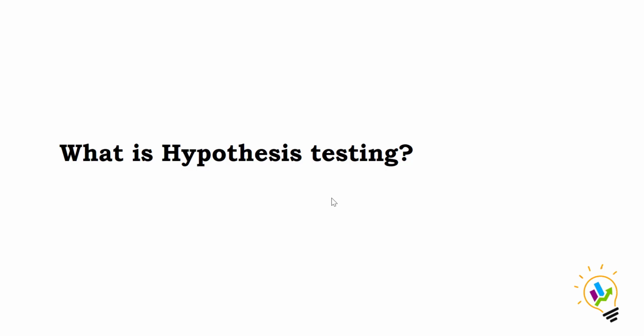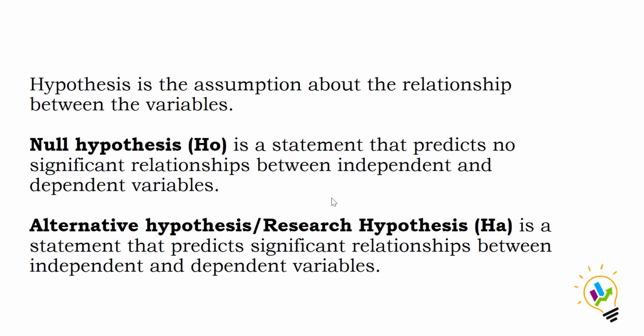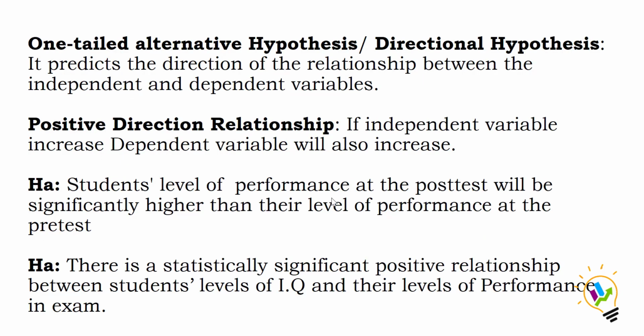In this video, I will be discussing what is hypothesis testing. Hypothesis is an assumption about the relationship between the variables. Null hypothesis is a statement that predicts no significant relationship between independent and dependent variables. Whereas alternate hypothesis, which is also called research hypothesis, is a statement that predicts significant relationship between independent and dependent variables. Now we will discuss one-tail alternate hypothesis or directional hypothesis.